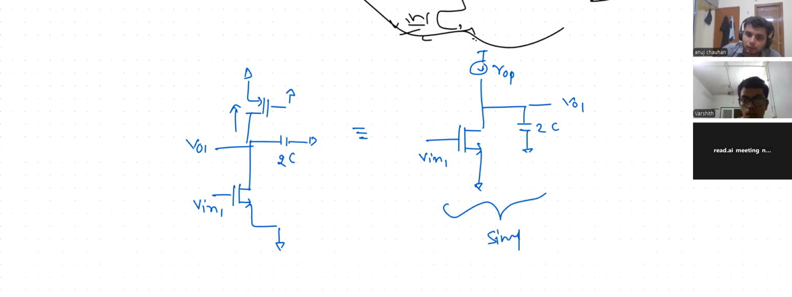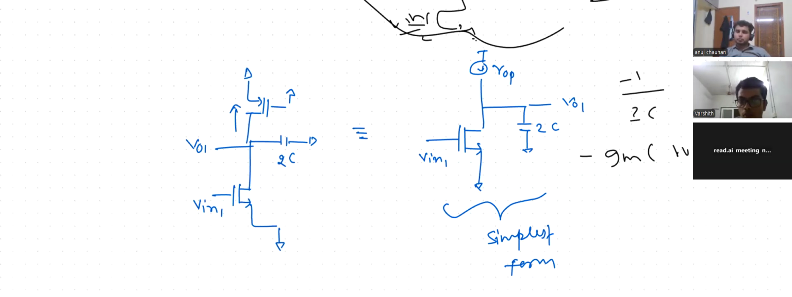Simplest form. Now you know everything about what to do with this circuit. Simple common source amplifier, minus gm into... Got it? So what is the pole location here? I wanted the effect of capacitance also, no? In the gain, minus 1 by 2C into R0P parallel R1. Obviously, this is my pole. This is the dominant pole.